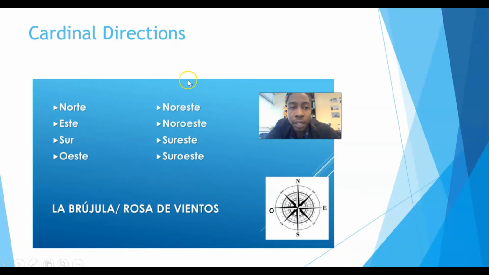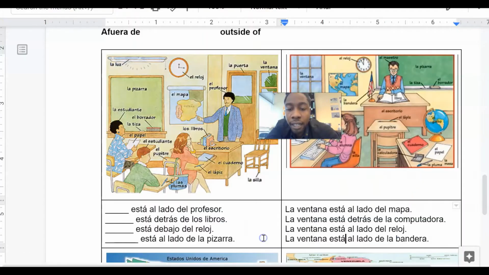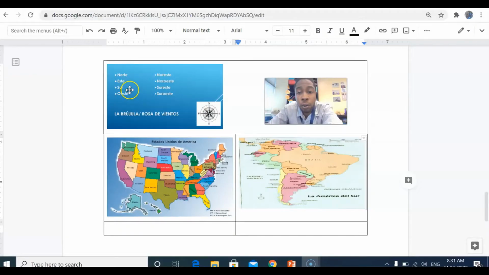So what I'm going to do is try and copy this over into our document for us to use. And then we're going to get a chance to try and describe these maps. So what we're going to learn about now are the cardinal directions.